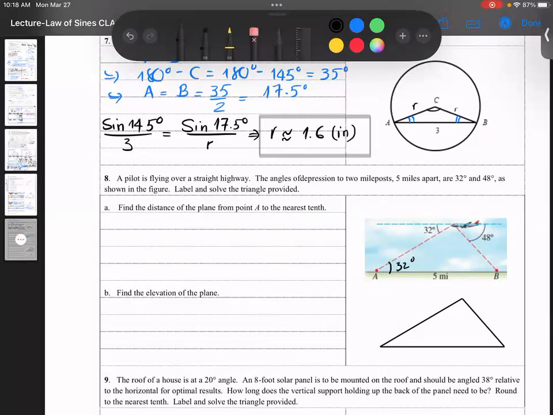All right, so if I call that A and here, let's label that C. Can someone tell me what angle C will be? Well, that's easy, right? 180 degrees, subtract 32, subtract 48, which is 100.